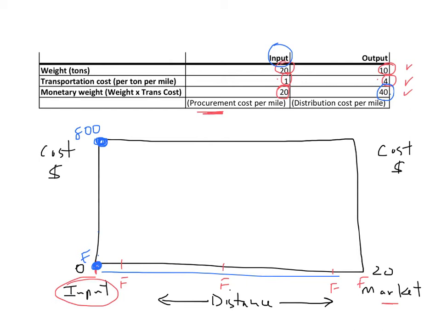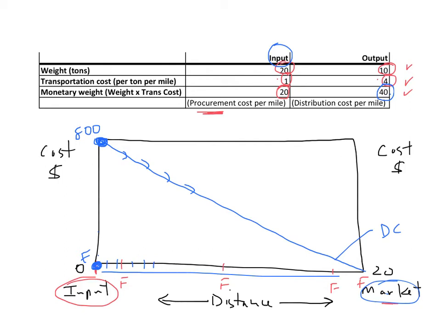For the moment, let's consider only the distribution cost. If we move our factory progressively closer and closer to the market, we're going to have less and less distance that we have to transport the output, and so our costs are going to fall linearly to 0. So if we think about moving the factory to the right, our distribution costs, I'll abbreviate it DC, will fall as we go from left to right because we're moving the factory closer to the market.